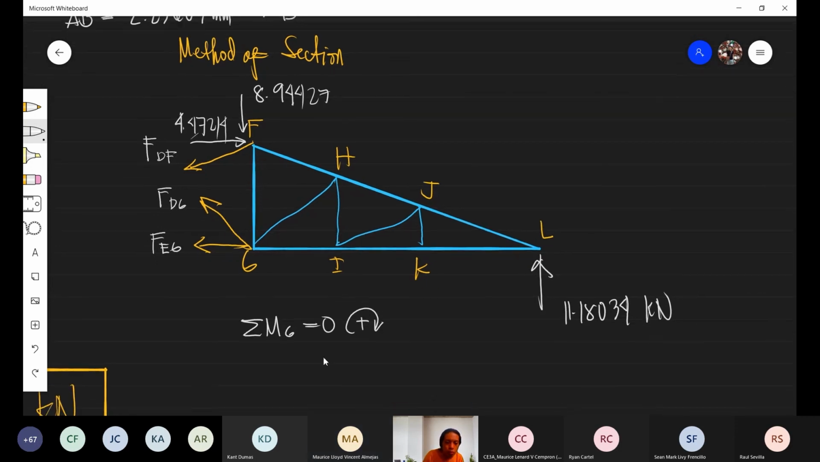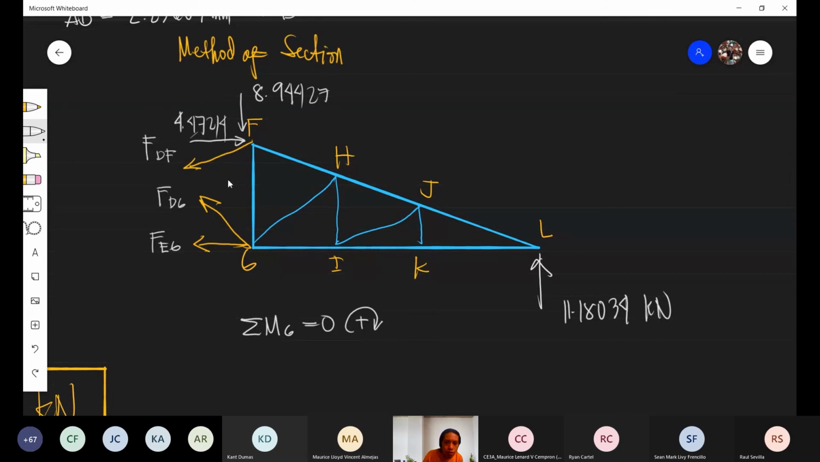We are taking clockwise moment at G as positive. So the positive moment is 4.47214 times its perpendicular distance, which is 3. The 8.94427 has no moment arm. Then minus 11.18034 times 6 meters. And of course, there is also DF.